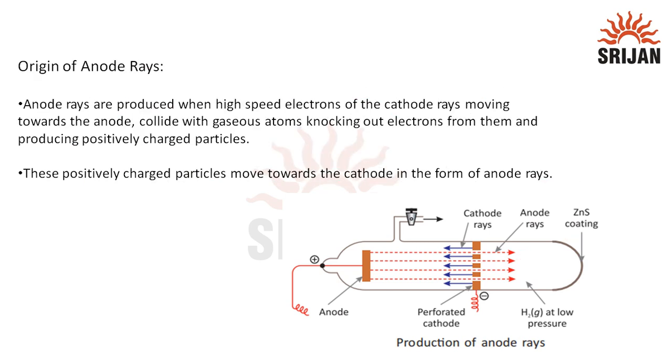Now the origin of anode rays. The anode rays that we have seen are produced when high speed electrons of the cathode rays moving towards the anode collide with gaseous atoms, knocking out electrons from them and producing positively charged particles. So these positively charged particles move towards the cathode in the form of anode rays.